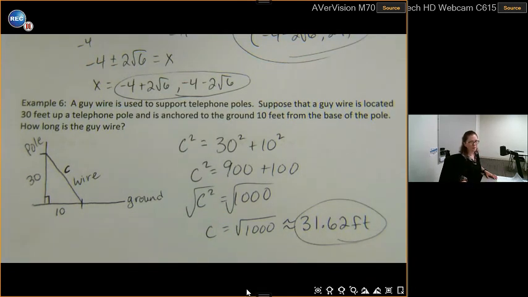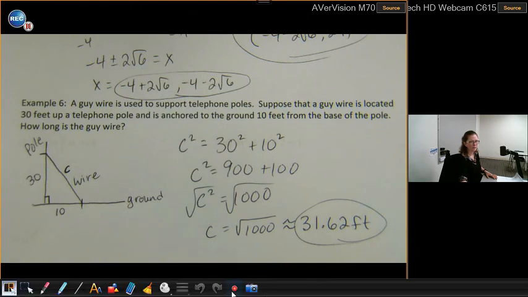So those are a couple of word problems with solving these square roots.